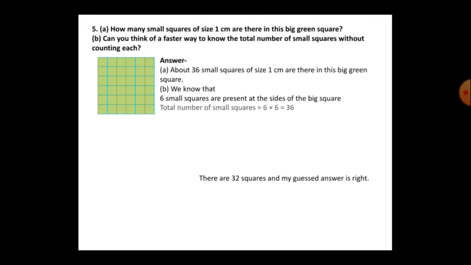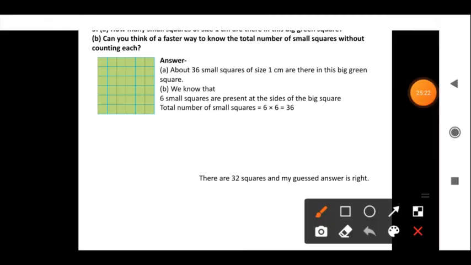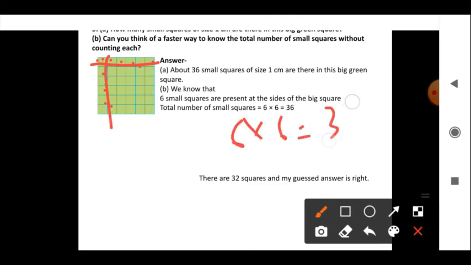See what they did, six small squares are present at the side of big squares. So here, totally how many small squares? 1 2 3 4 5 6, 6 squares they keep. See, 1 2 3 4 5 6. So this way also 6 squares, this way also 6 squares. So 6 sixes are 36.